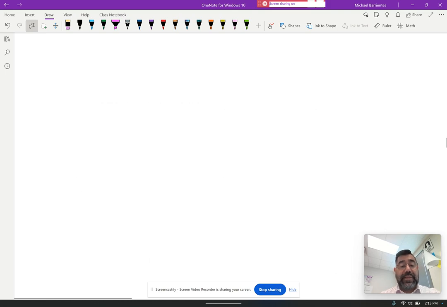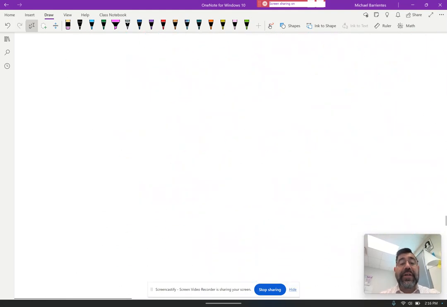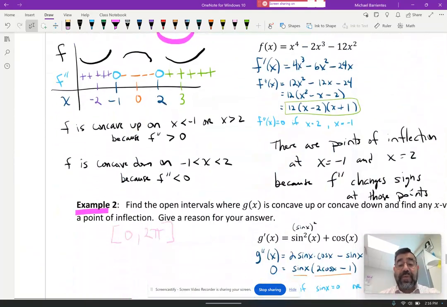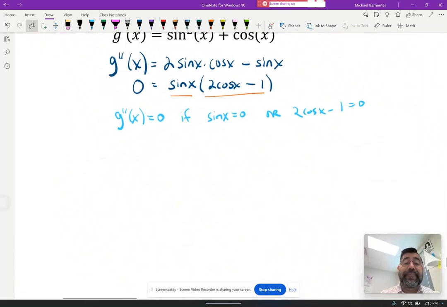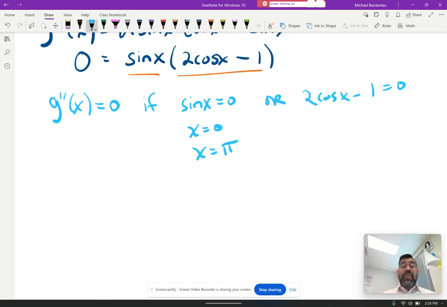So what angle, when I take the sine of that angle, gives me 0? Well, one of them would be 0. And the other one would be pi. So therefore, x equals 0 and x equals pi. These are the two values that would make this equal to 0. There are more. However, we're only worried about x values in between 0 and 2 pi, so these are the only ones that would work.